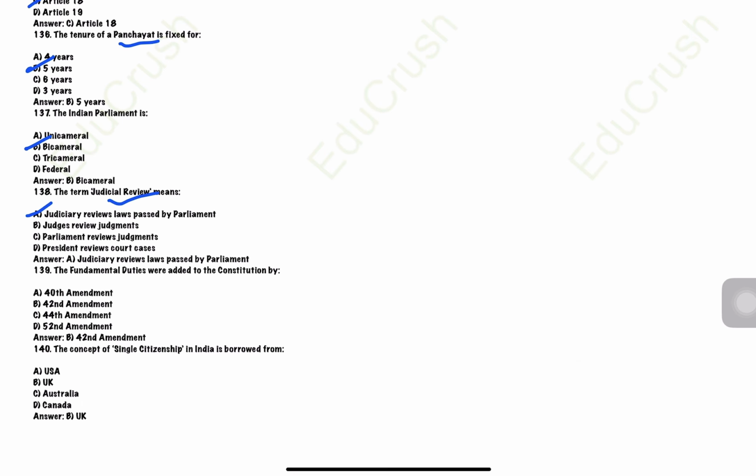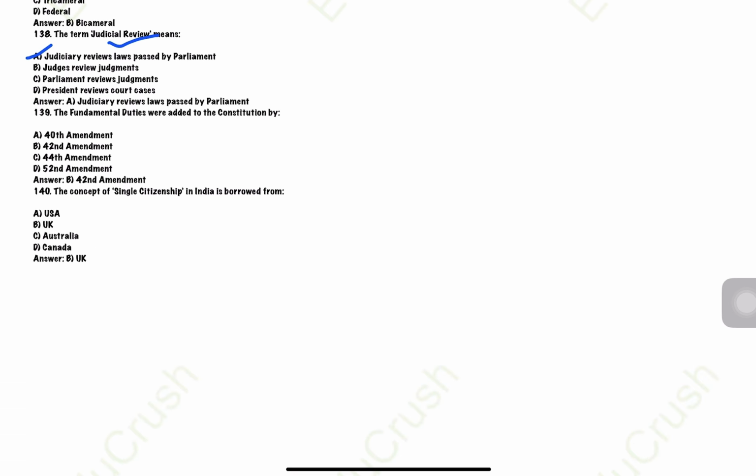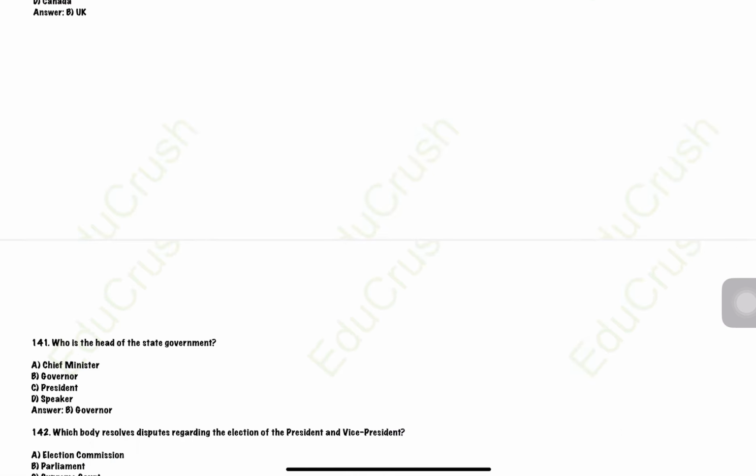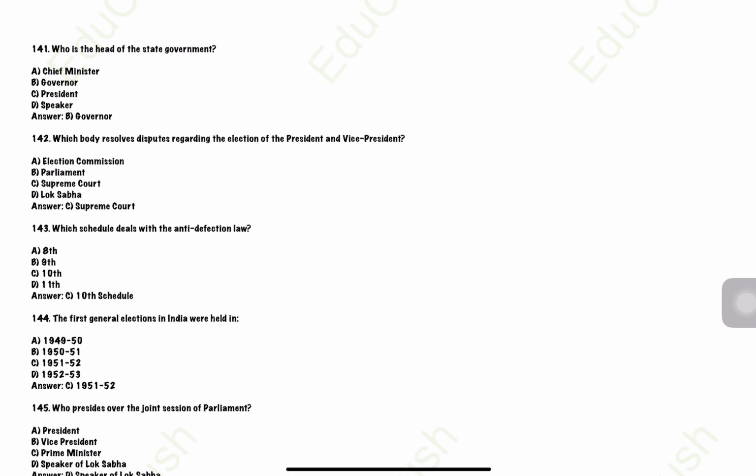Option A is the correct answer. Next, 139th question. The fundamental duties were added to the Constitution by the 42nd Amendment. This question is also repeated multiple times. The concept of single citizenship in India is borrowed from the UK. Next, who is the head of the state government? Governor. This question is also repeated multiple times. So, the governor is the head of the state government.